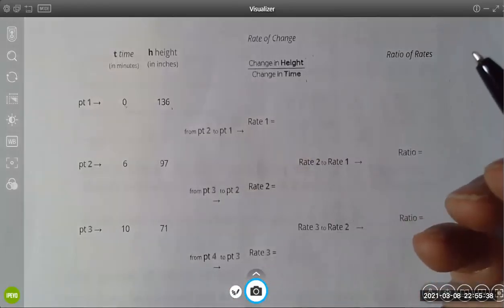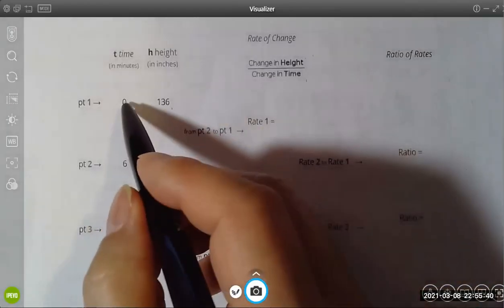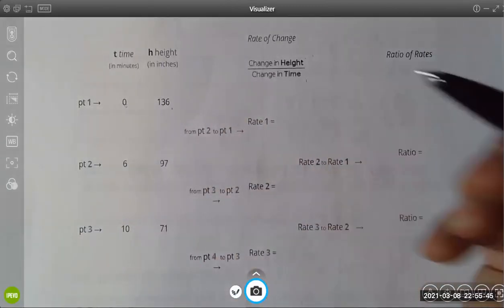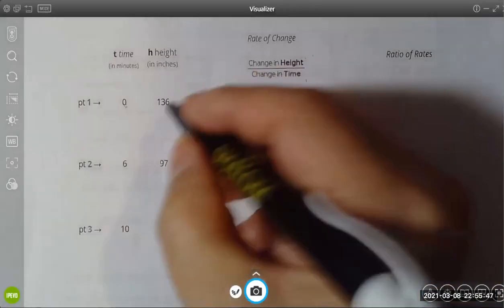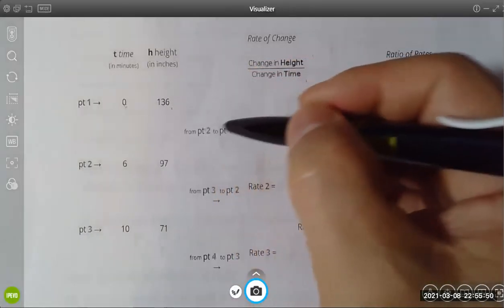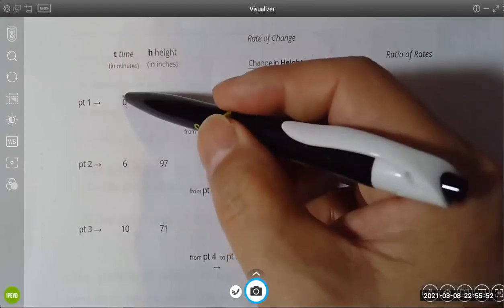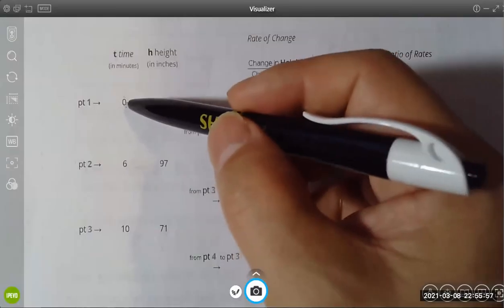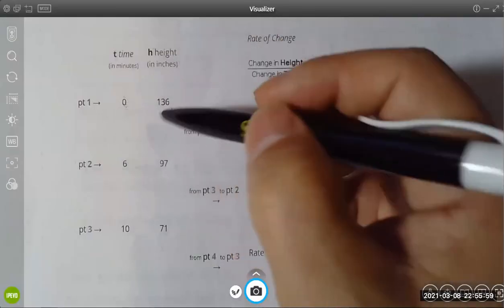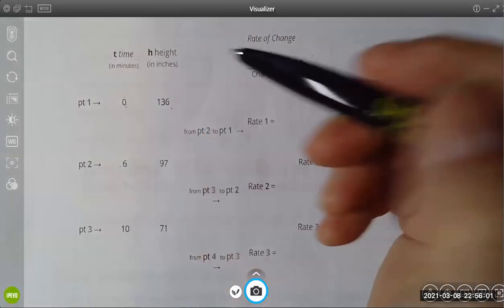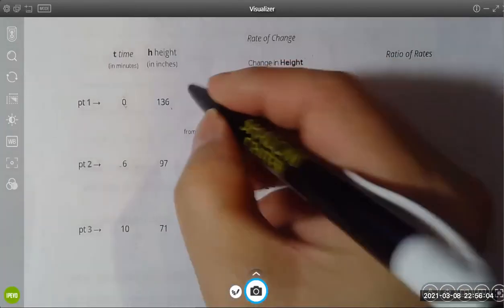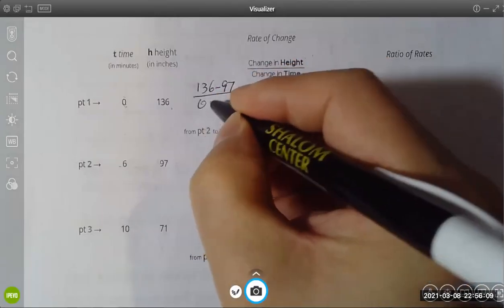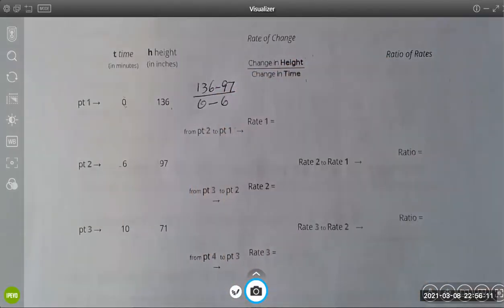But how do we do the calculation? This is like x1, y1. This is like x2, y2. So all we need is to do some calculation. Let's do that. The first one, from point 2 to point 1. Again, like I said before, it doesn't matter which one you take as the first point, which one second point, as long as you use y minus y, x minus x in a consistent way. So I'm going to use 136 minus 97 divided by 0 minus 6. Let's do that.